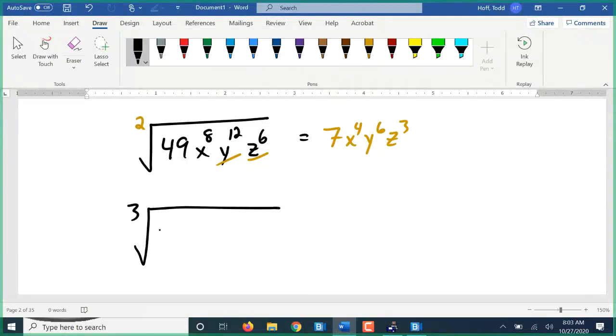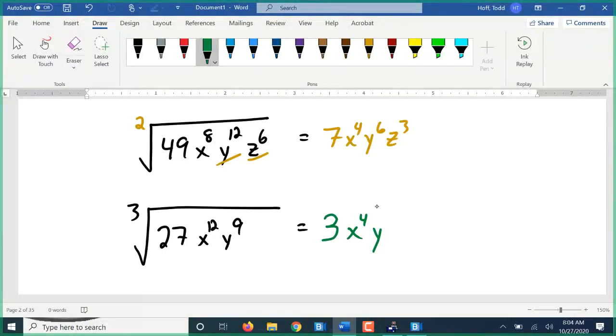I have a third root. 27, x to the 12th, y to the 9th. What is the third root of 27? Three, very good. 3 to the third power is 27. Third root of x to the 12th is x to the fourth. Good. And the third root of y to the ninth is y to the three. Good. Perfect.